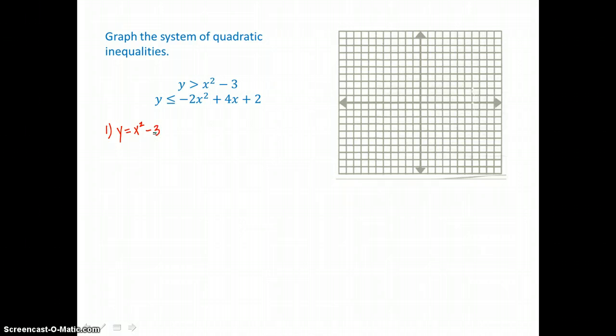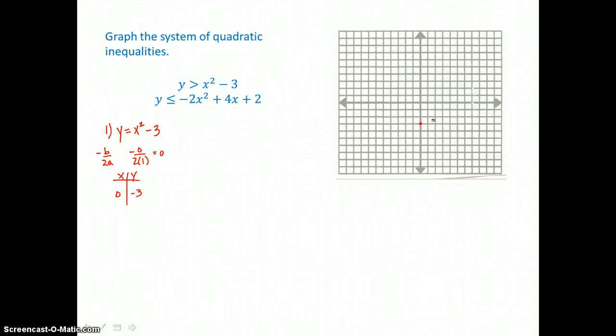So to graph this parabola that's opening up, I'm going to find that x-coordinate of the vertex. And since my b value is 0, 0 divided by anything is going to be 0. My x-coordinate of my vertex is 0. And when I substitute 0 in for x, I get -3 for y. So I'm going to graph that vertex, (0, -3).